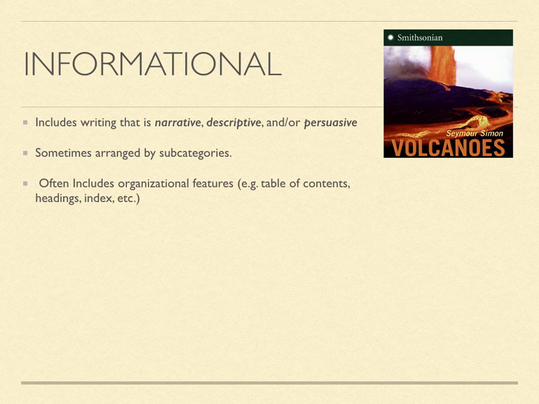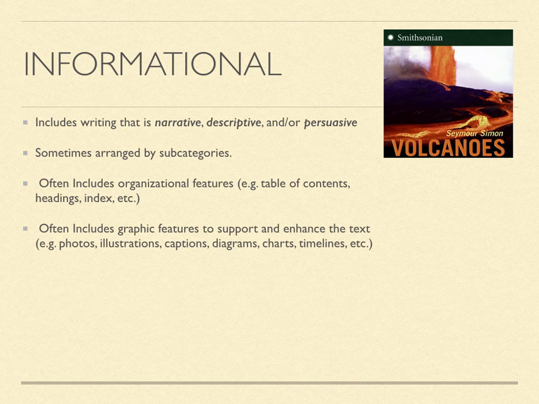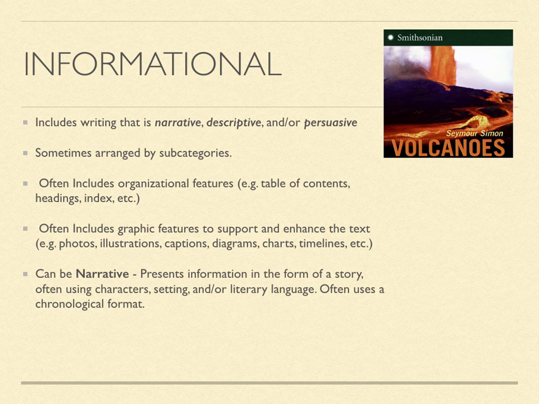These can be arranged by subcategories, so sometimes they're arranged by subject matter. They often include specific text features or organizational features like tables of contents, headings, an index, that sort of thing. They also include graphic features to support and enhance the text, so photographs with captions, illustrations with captions, diagrams, timelines, charts, etc.